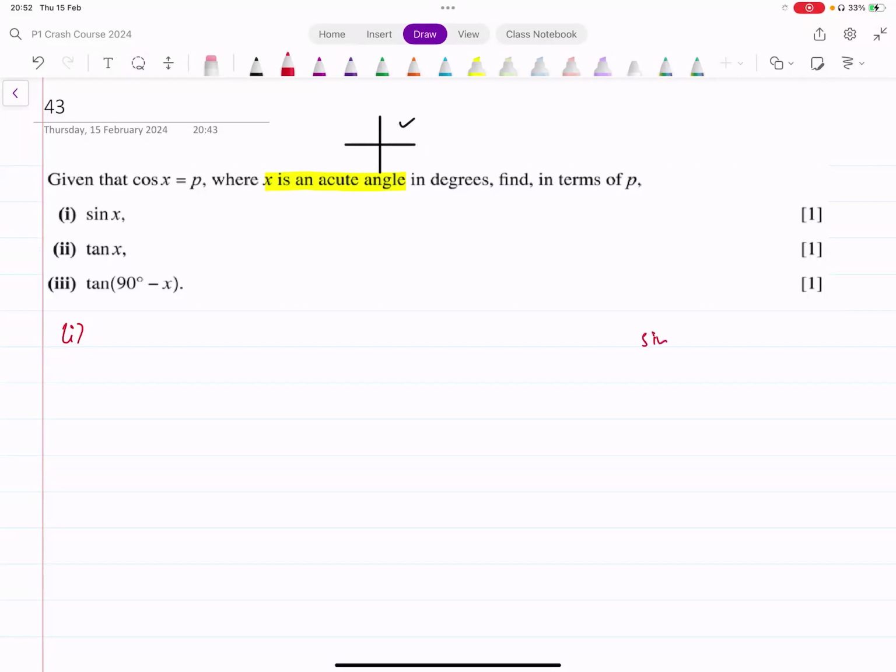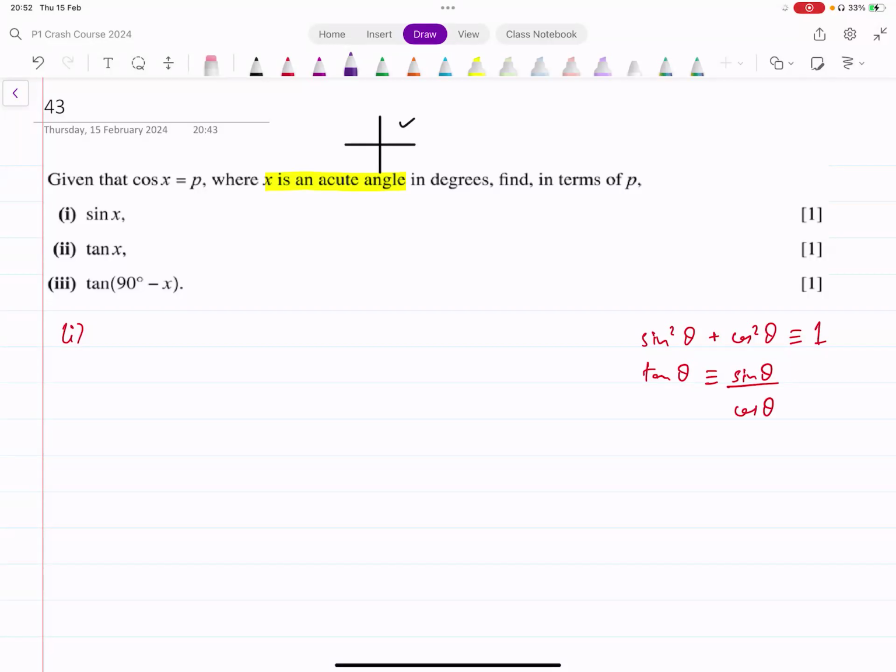We have done sine square theta plus cos square theta, that's identical to 1. That is one identity that we've done. And another one is tan theta identical to sine theta over cos theta. These are two different identities that we have done in our syllabus until now. Now, can we use these to find sine x and tan x somehow?